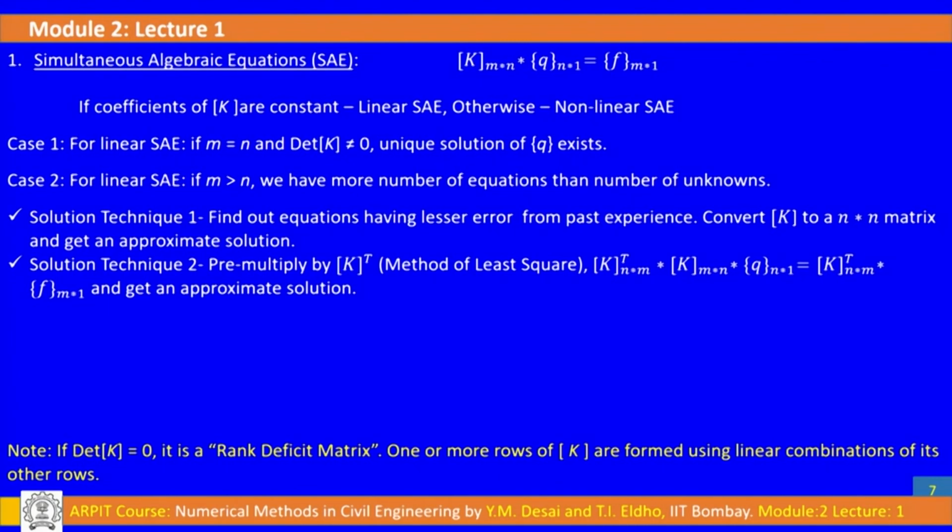So, in order to find a solution of such a system of equations, on the basis of our past understanding of the problem being investigated, we can eliminate a few equations, or somehow we know from our past experience certain equations contain more error. Those kinds of equations we would like to eliminate and reduce the number of rows, making them equal to the number of unknowns, thereby converting our matrix to a square matrix.